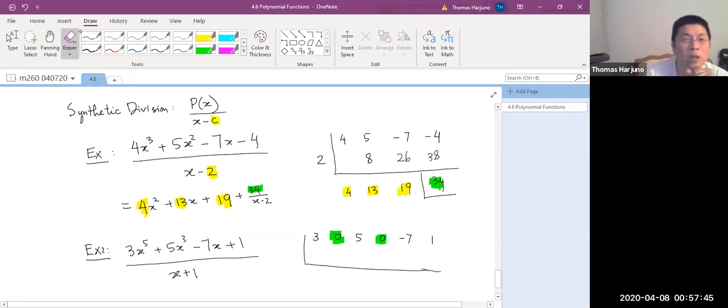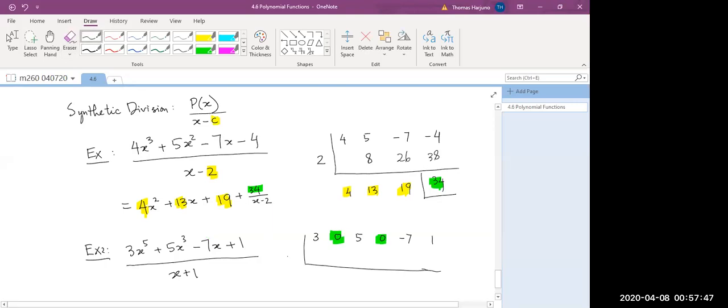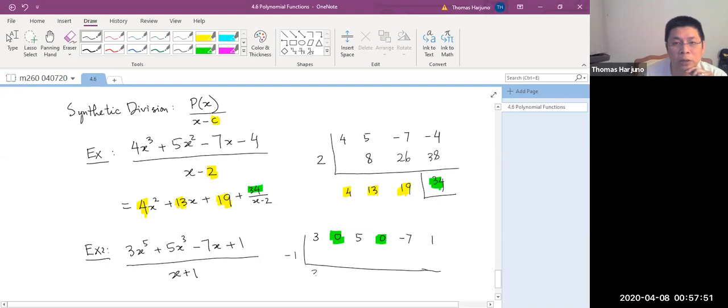Now then, what number do I use outside? Negative 1. Now then I do the procedure: 3 times negative 1 is negative 3. When I add negative 3, this becomes 3 here. This is 3, negative 3, 8, negative 8, 1, 0.